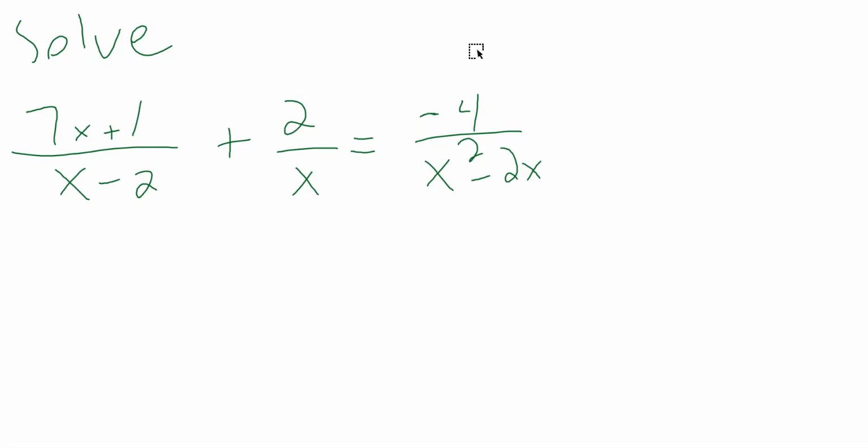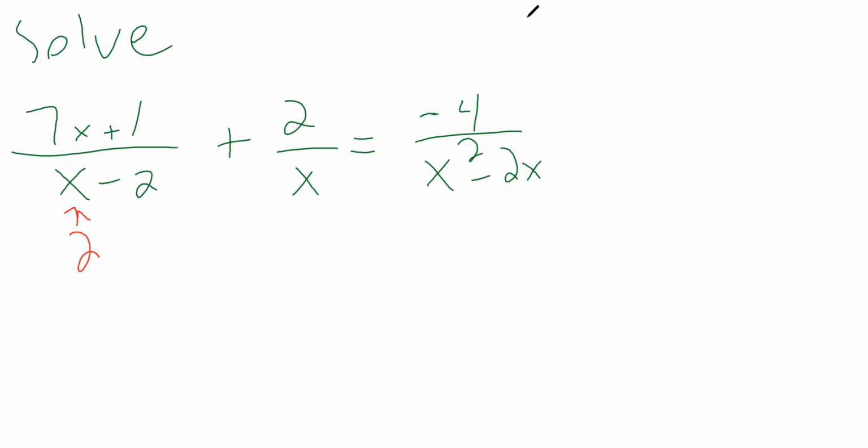For instance, if I put a 2 in for x right here, that's a bad error. That's going to cause me to have 2 minus 2 on the bottom here, and then that goes to 0, and then I'm dividing by 0. Doesn't matter what's on top. If I'm dividing by 0, that's a problem.